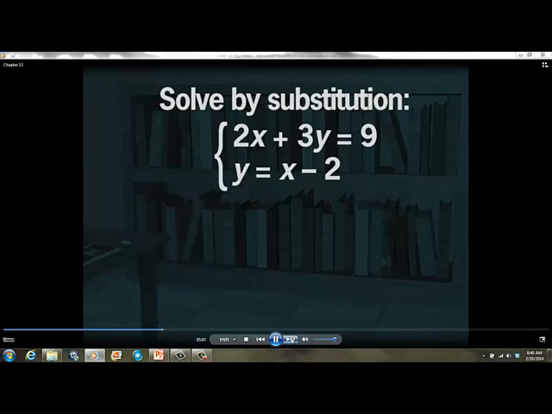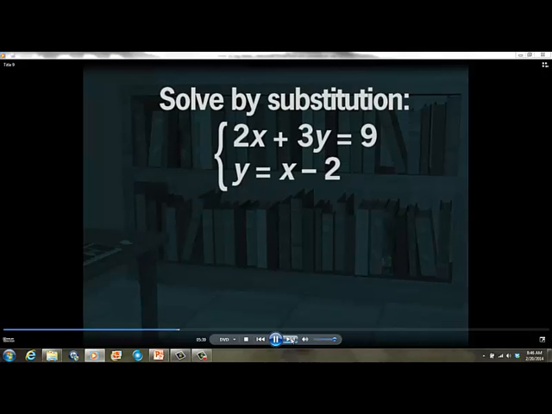y is equal to x minus 2. So we can replace any y we see with the expression x minus 2 and not really change anything, right? You can do that? You can substitute expressions? That's right. We don't have to be given a numerical value to substitute. In this case, we're going to substitute an expression for a variable. We're going to replace y in the first equation with the expression x minus 2.